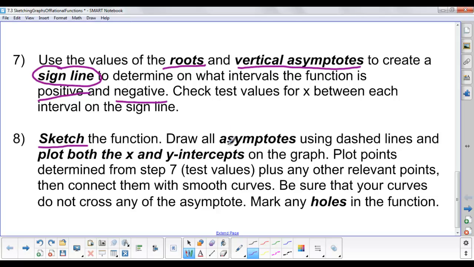Make sure that you're drawing all of your asymptotes with dotted lines, and you want to plot all of your x and y intercepts. The other thing you should make sure is pretty visible on your function is the hole, if there are any.